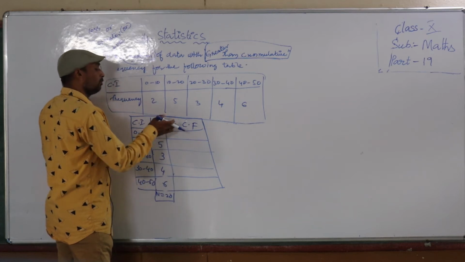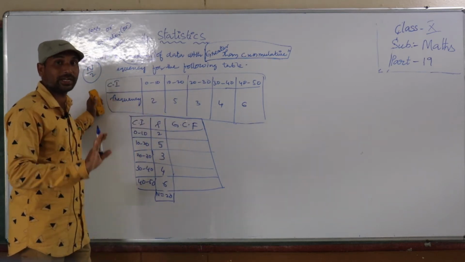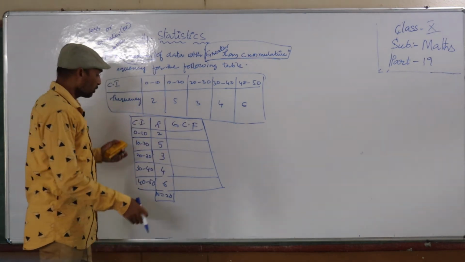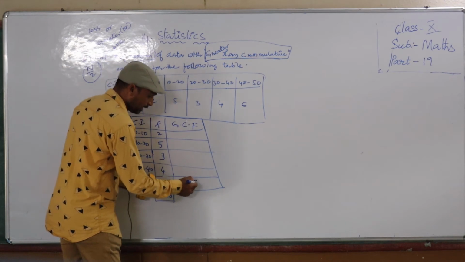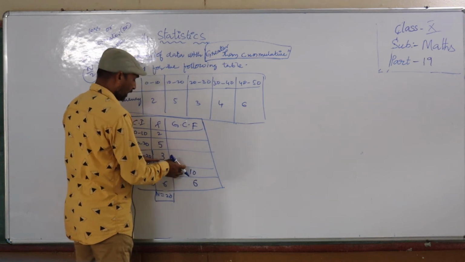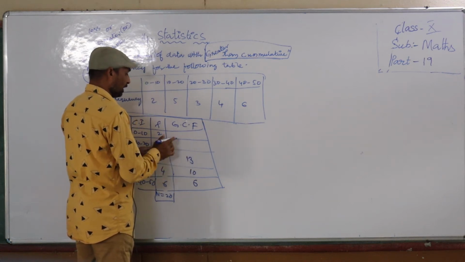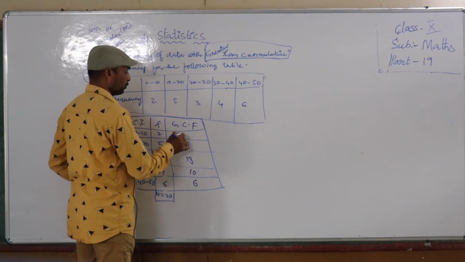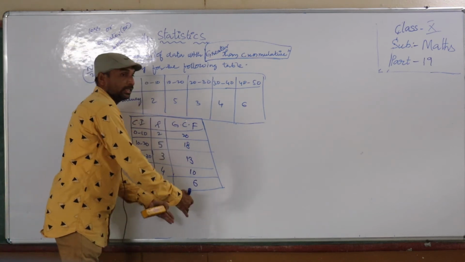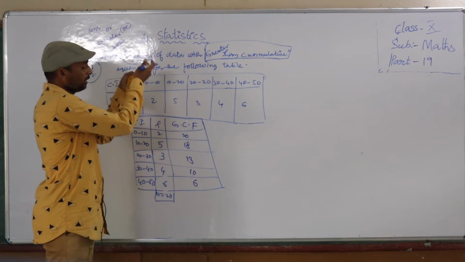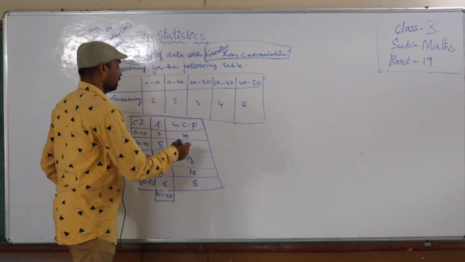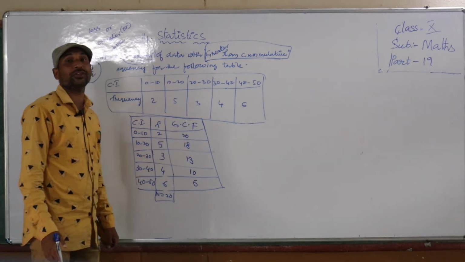6. Same as in the less than cumulative frequency, children, but here we add in reverse. The first number is written as it is, 6, then 6 plus 4 is 10, 10 plus 3 is 13, 13 plus 5 is 18, 18 plus 2 is 20. See, in the less than we add downwards, in the greater than we add upwards. So here 6, 10, 13, 18, 20. This is the greater than cumulative frequency.